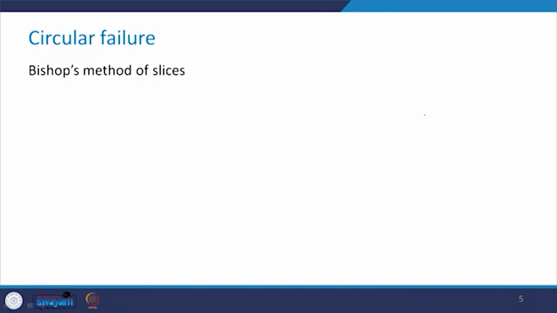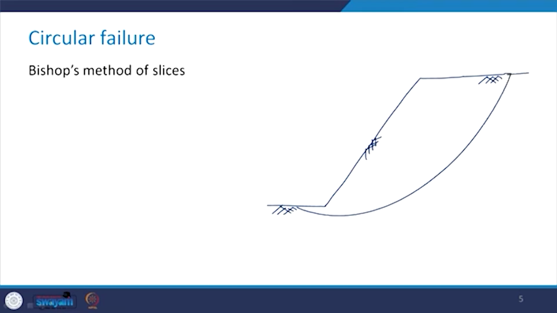So, I am going to draw a slope here. This is the slope face, and a circular failure can occur along this plane. In Bishop's method of slices, we take a slice like this and try to get the force equilibrium equation for this slice. Let us say this is some ith slice whose weight is vertically downward, obviously, and I am representing that by Wi.